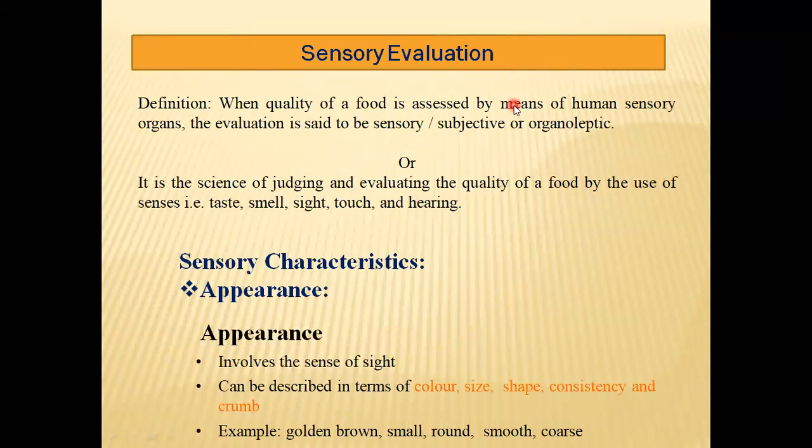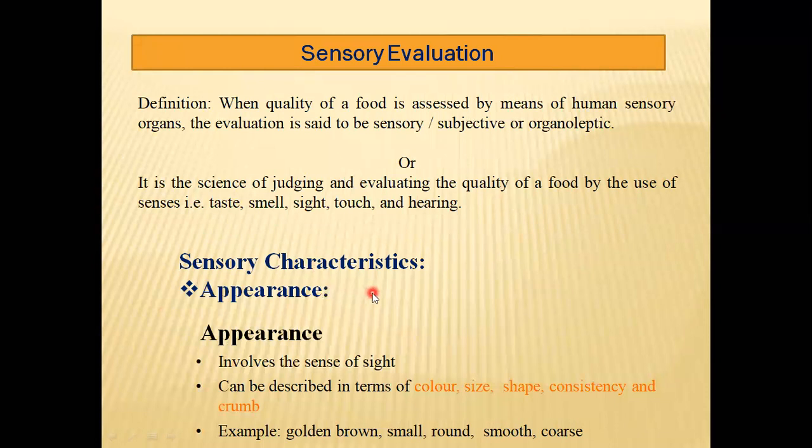Now we will go towards the sensory evaluation. So what is meant by sensory evaluation? It is when a particular food quality is judged or assessed by means of different human sensory organs, then it is said to be a sensory or subjective or also called organoleptic evaluation. This kind of judgment is done on the basis of different quality parameters, different human senses, like taste, smell, sight, touch and hearing.